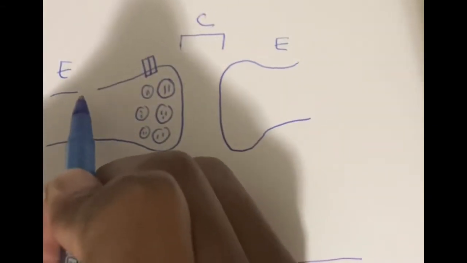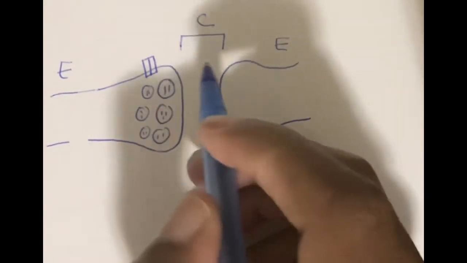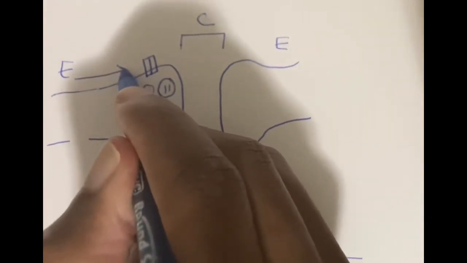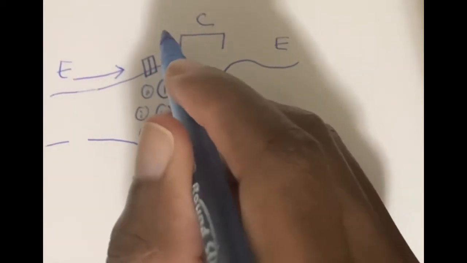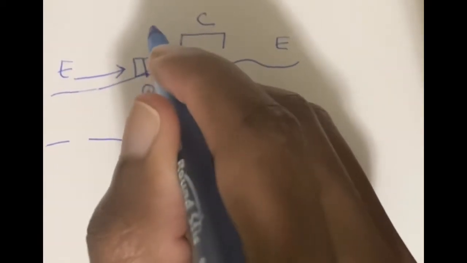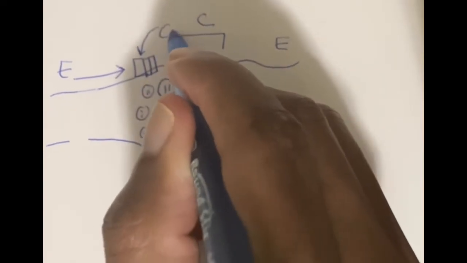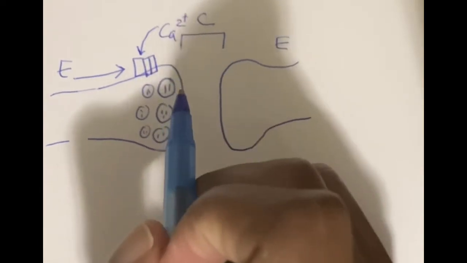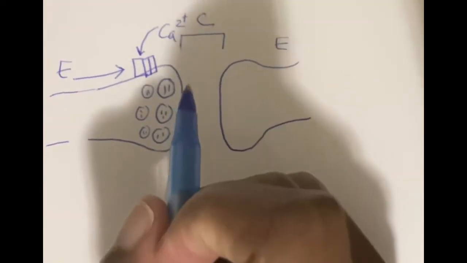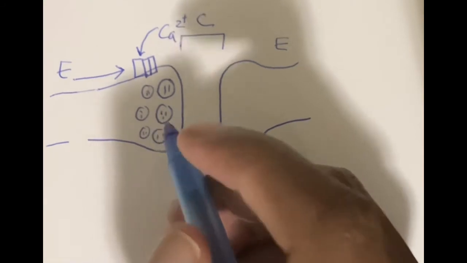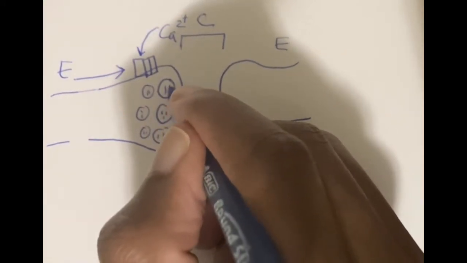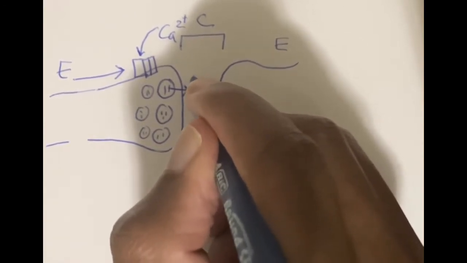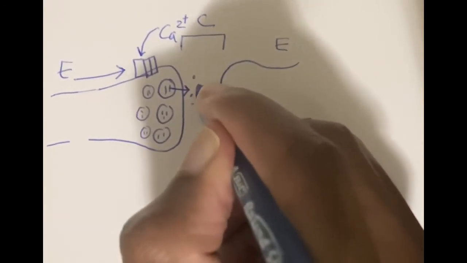This channel is only going to open in the presence of a change in voltage, as the name implies. So once this electrical signal reaches this terminal, this channel is going to open and allow for the entry of calcium, Ca2+, right? When calcium enters the cell, it is going to cause these vesicles to fuse with the plasma membrane and release their contents into the space. And these contents are your neurotransmitters, right?